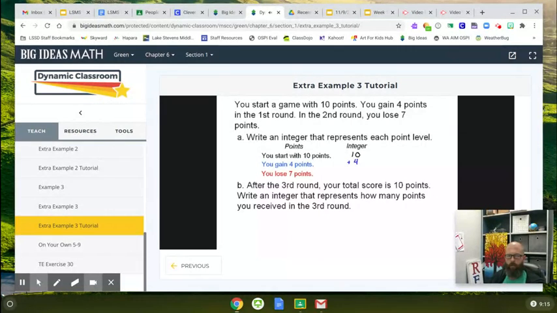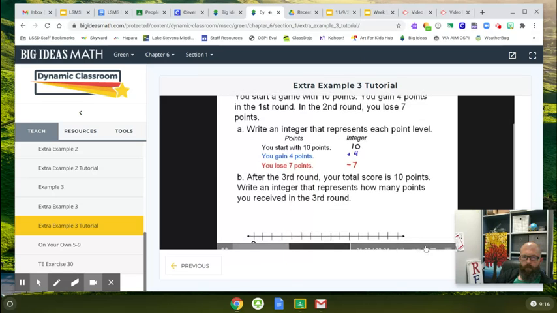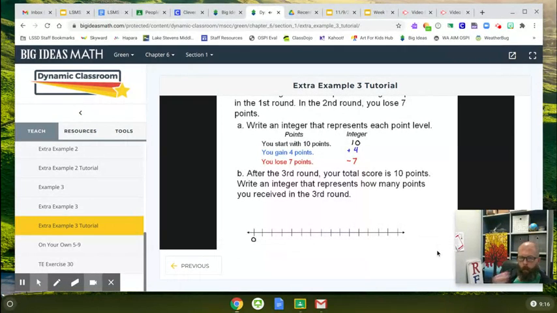Part B. After the third round, your total score is 10 points. Write an integer that represents how many points you received in the third round. To solve this problem, let's use a number line. First, we need to label the number line. Start with 0 because you cannot have negative points, and continue to label the number line. The problem tells us that you start a game with 10 points, so we will start at 10.